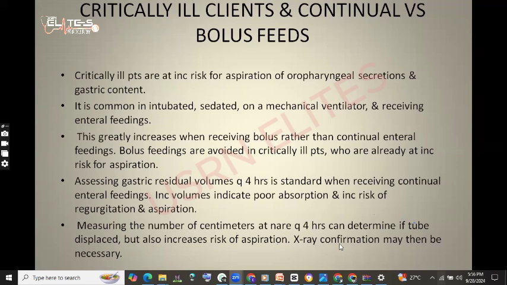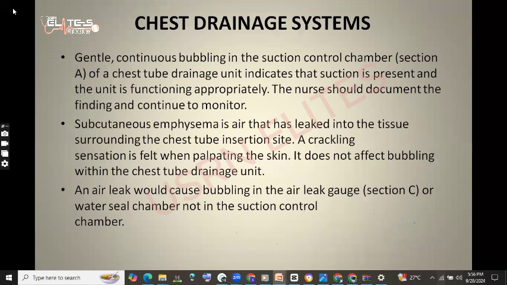Any question about this part? If no question, then we talk about chest tube drainage systems. Yes, James has a question. Yes, you can ask your question.